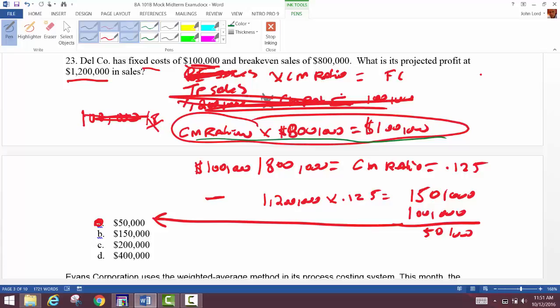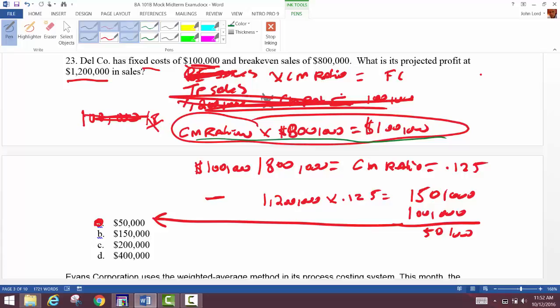Okay, contribution margin ratio times what? Times the break-even sales, I guess. No, I'm confused. You're right, times the sales. Contribution margin ratio times the sales that I need to generate the profit that I'm trying to figure out in this problem, right?